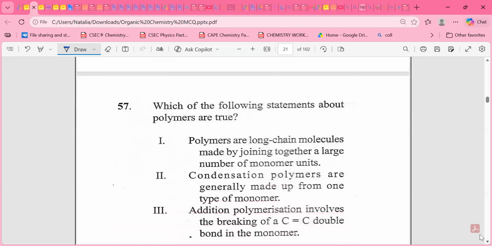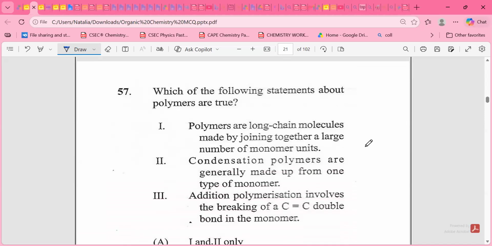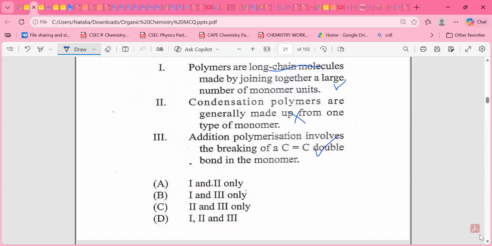Which of the following statements about polymers are true? Polymers are long-chain molecules made by joining together a large number of monomer units. Yes, or you could have used macromolecule. Condensation polymers are generally made up of one type of monomer. That's not true. Addition polymerization is made up of one type. Addition polymerization involves the breaking of a carbon-carbon double bond in the monomer. So that's correct. So the answer would be 1 and 3. B.